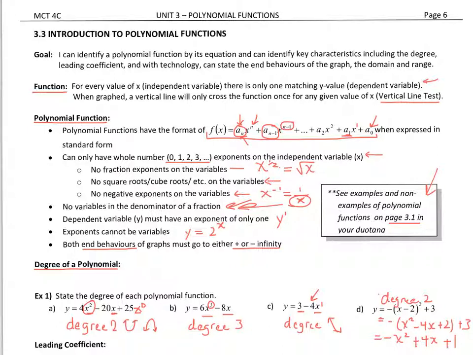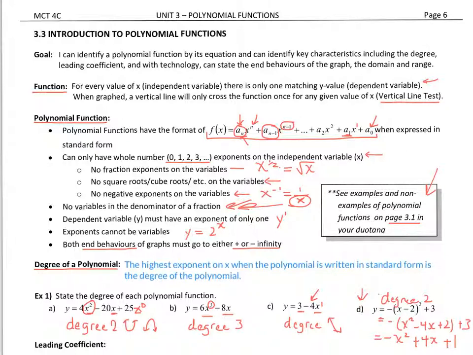All right, I'm just going to write in a definition for degree here before we talk about the leading coefficient. Okay, so the degree of the polynomial is the highest exponent on x when the polynomial is written in its standard form. That is your degree. So that's why with D we actually expanded and simplified to prove that that actually is a degree 2.